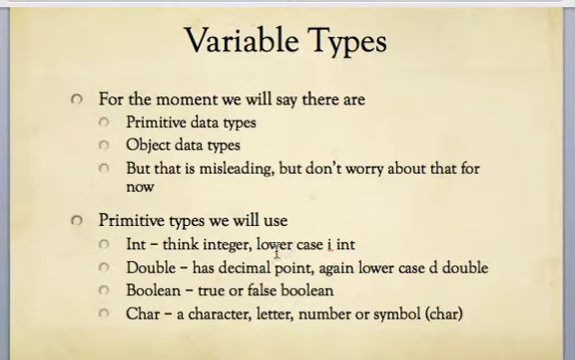So an int is an integer for all intents and purposes. A double is something that has a decimal point. A boolean is going to be true or false. And a char is a character, a single letter or number or symbol.